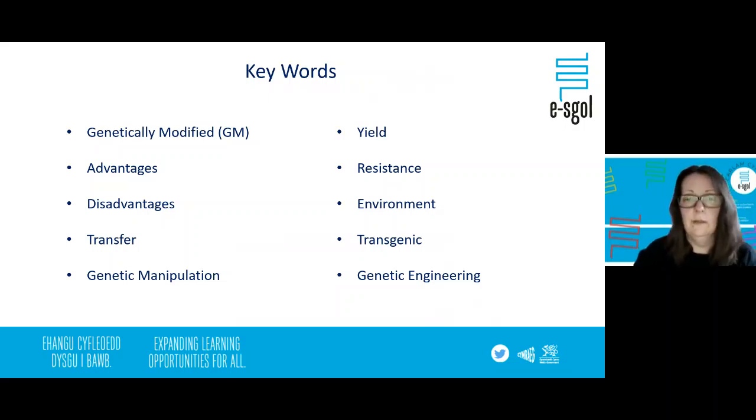Transferring of genes, we'll be discussing that as well, and genetic manipulation, and you can see there genetic engineering, all different terms that we use to describe what happens during genetic modification. Some of this can be used to increase yield and resistance, particularly in crops. And then finally, we'll look at that term transgenic in relation to genetic modification.